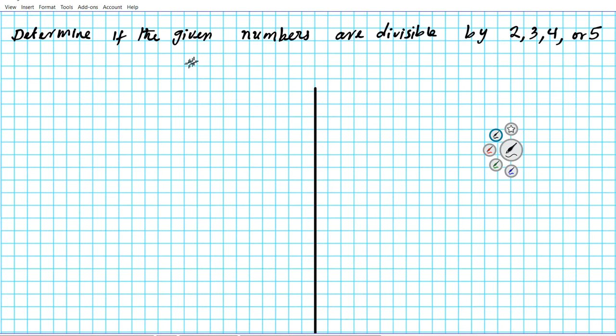And then you're not just going to determine divisibility. You're also going to explain why or why not. You're going to justify your reasoning. Why or why not for each case.